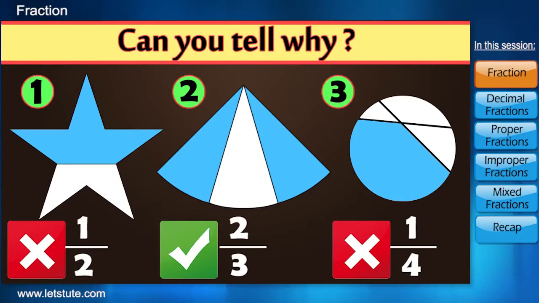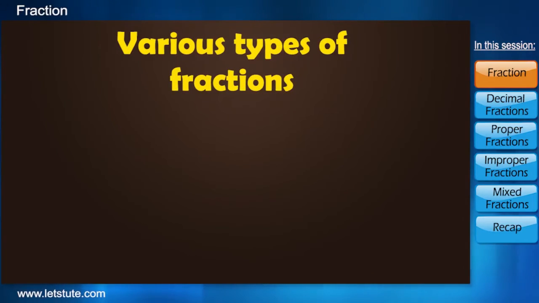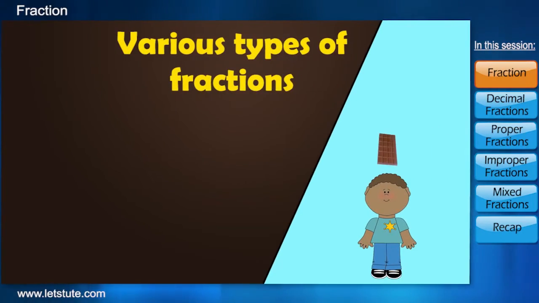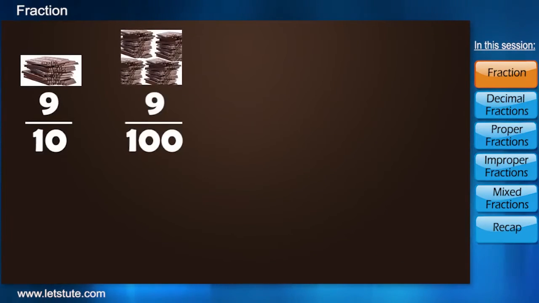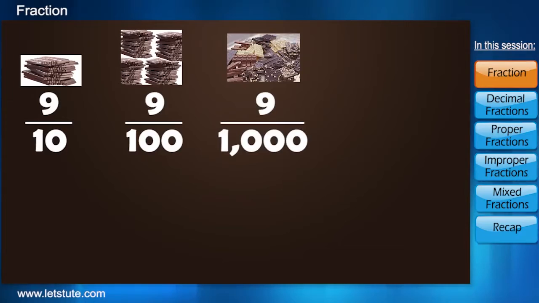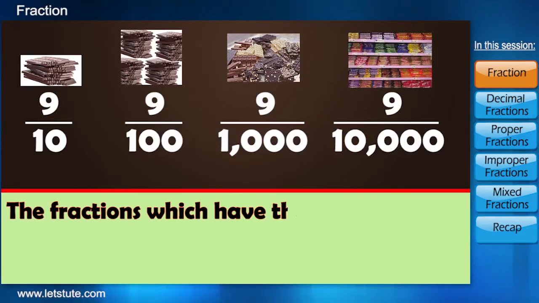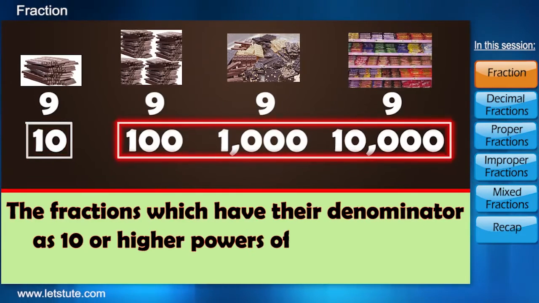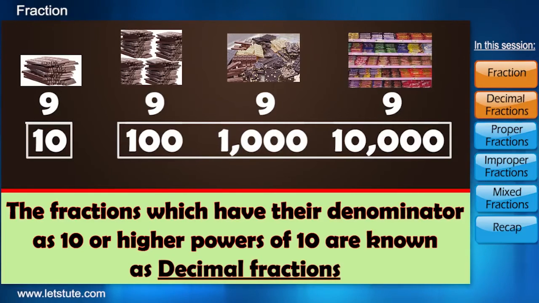Let's take a step further, learning the various types of fractions. As you guys were late, Ben ate 9 out of the 10 chocolates. Imagine if Ben had 100 or 1,000 or 10,000 chocolates. So here, the fractions which have their denominator as 10 or higher powers of 10 are known as decimal fractions.